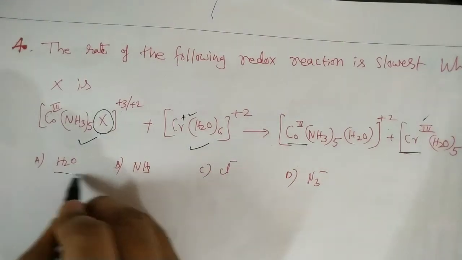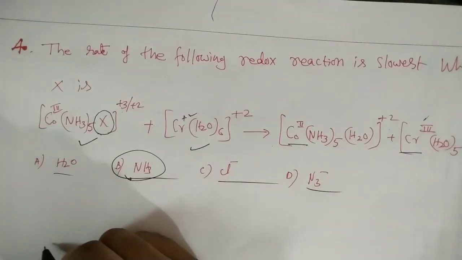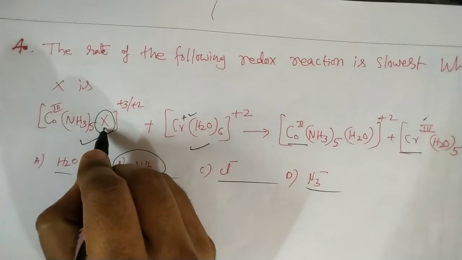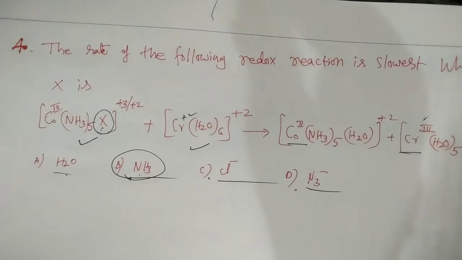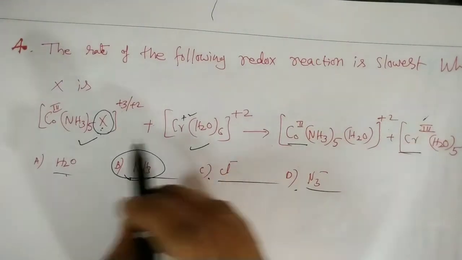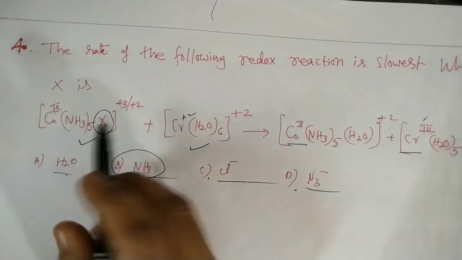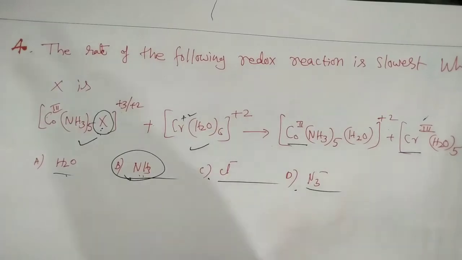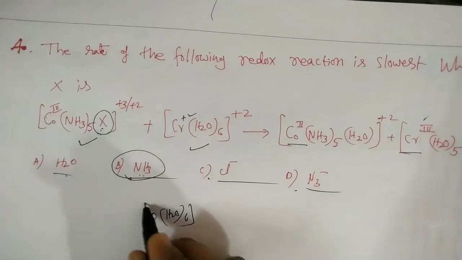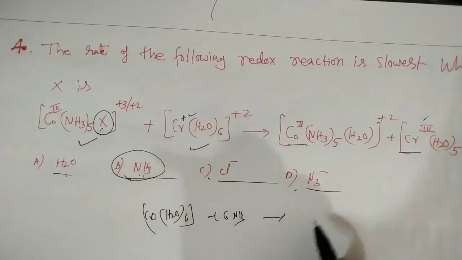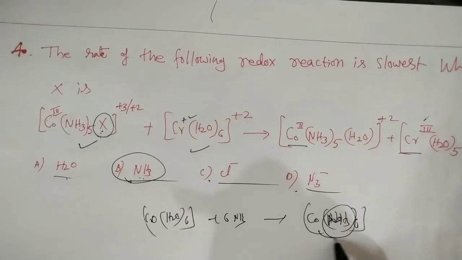Generally, among the 4 ligands, a very simple answer: the strong field ligand is NH3. So if it is NH3, the replacement of NH3 by these ligands becomes very difficult. Why? Because if X is NH3, it is a strong field ligand. A strong field ligand cannot be easily replaced by the other ligand. For suppose cobalt H2O 6 times reacts with excess ammonia, that is readily replaced by ammonia, because NH3 is a strong field ligand.